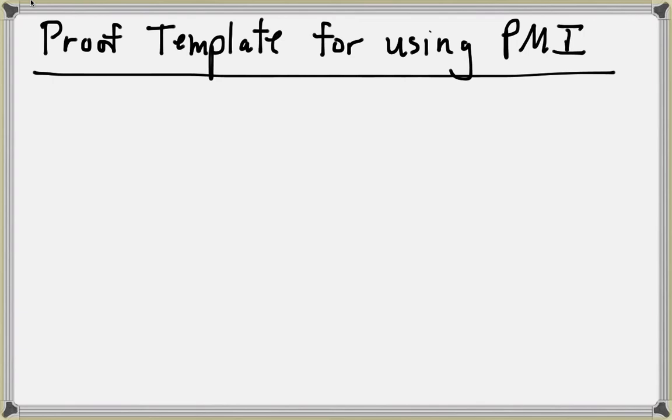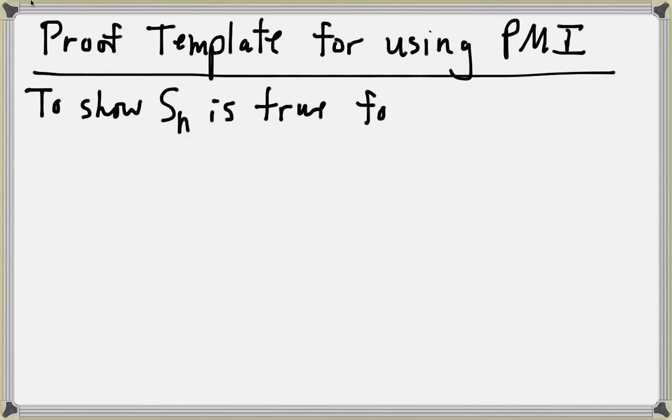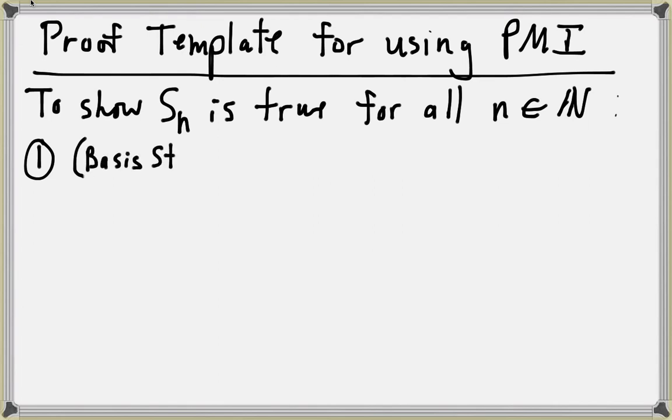Okay. So you have a statement that you want to prove that's true for all natural numbers. So to show some statement Sn is true for all natural numbers n, the first step, we call this the basis step. The basis step is to show that the first statement, S1, is true. In other words, show that the statement is true for n equals 1.